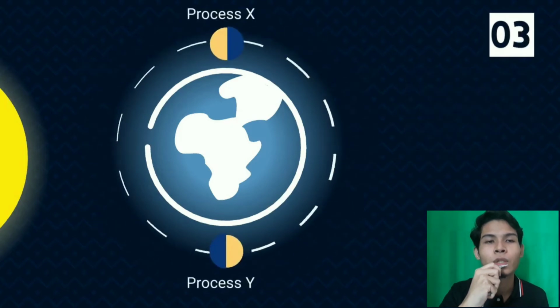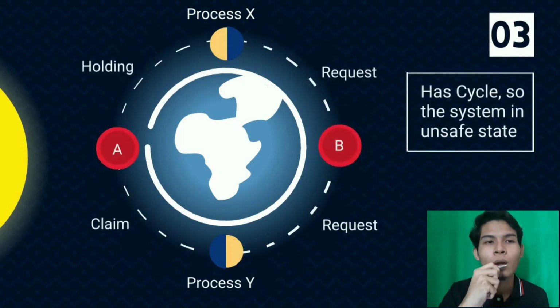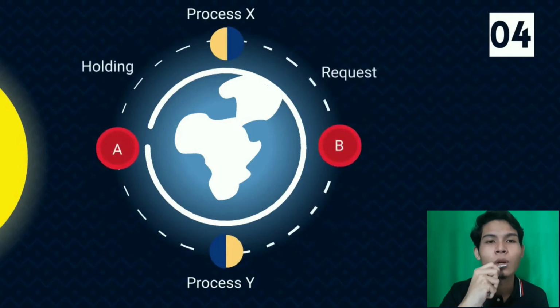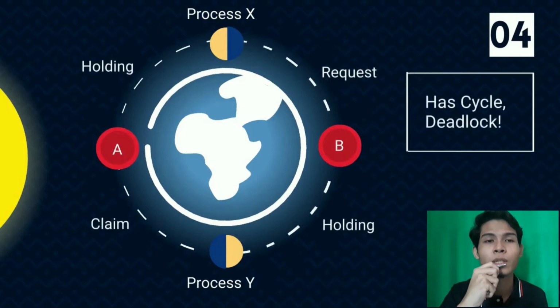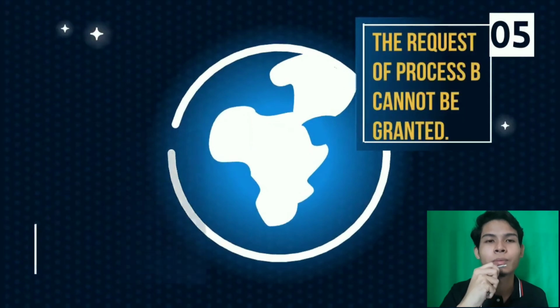A claim edge converts to a request edge when a process is requesting a resource. As you can see, process B is requesting resource Y, when previously process B was just claiming the resource. The RAG turns from a safe state into an unsafe state because there is a cycle in the graph. Moreover, if the request edge converts to an assignment edge for resource Y and process B, then the deadlock will occur. Therefore, the request for process B cannot be granted to avoid a deadlock.